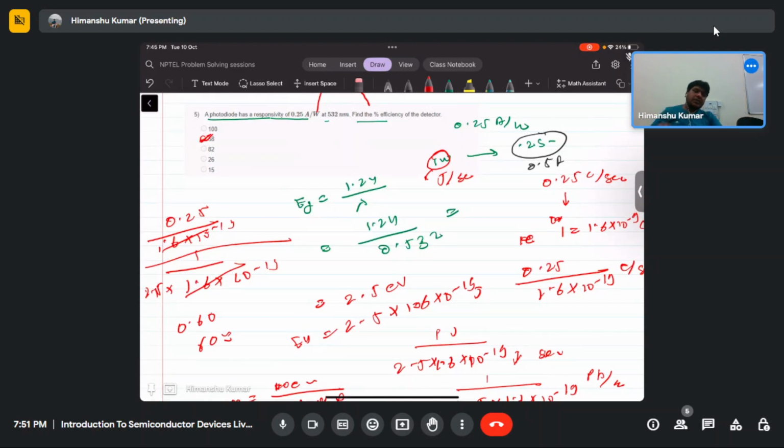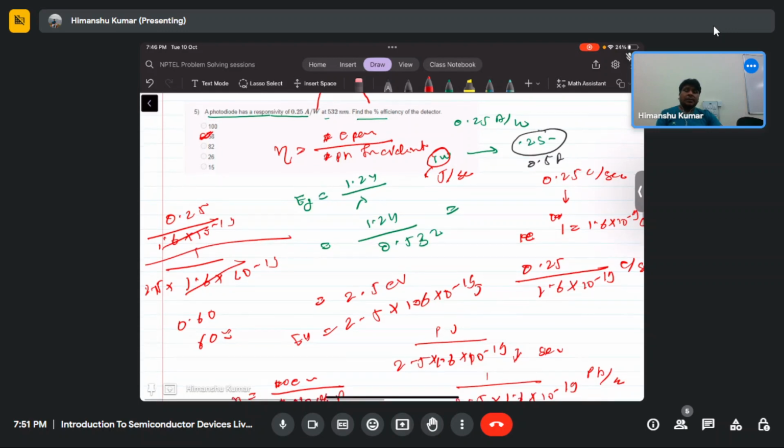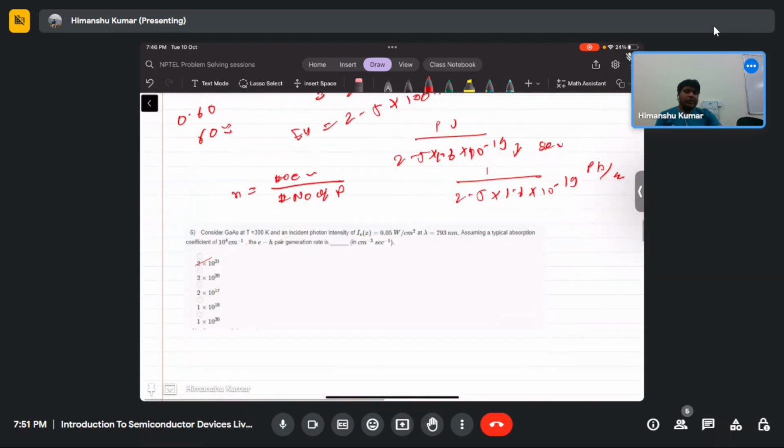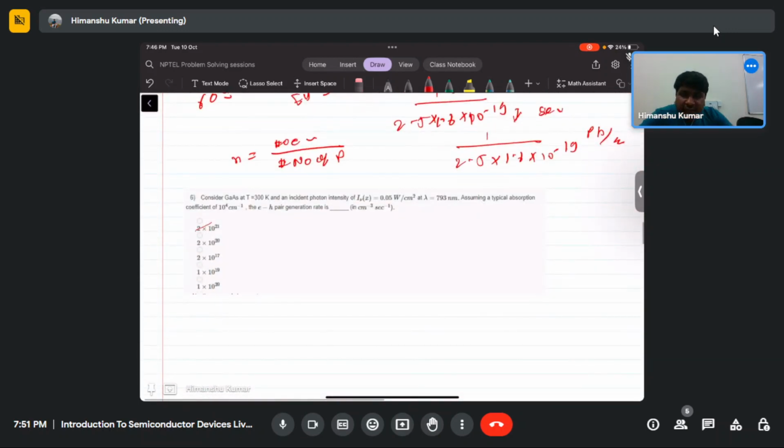So is that clear? To calculate efficiency, you take the number of electrons generated divided by the number of photons incident. Okay, so is that clear, right? Yes, sir. Okay, fine.